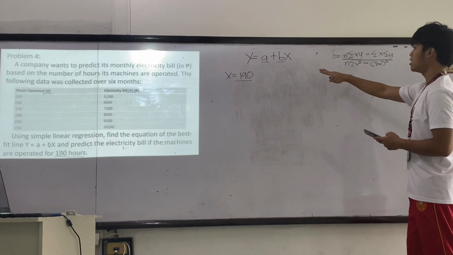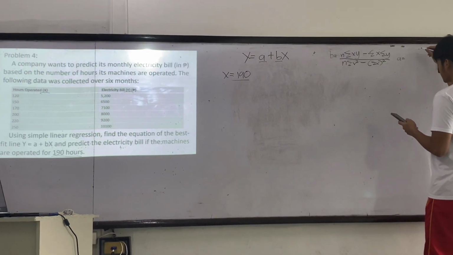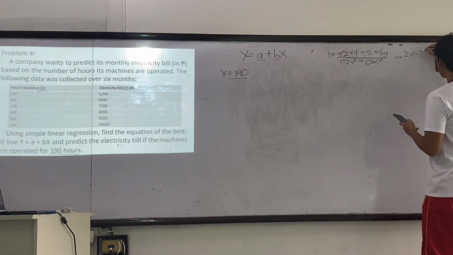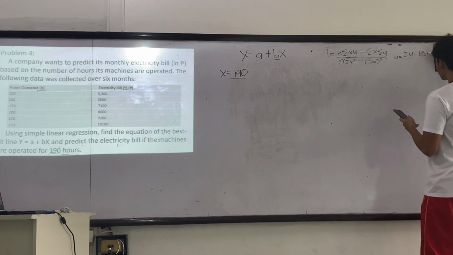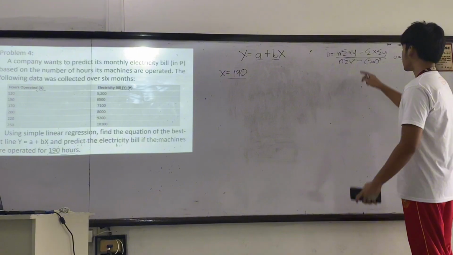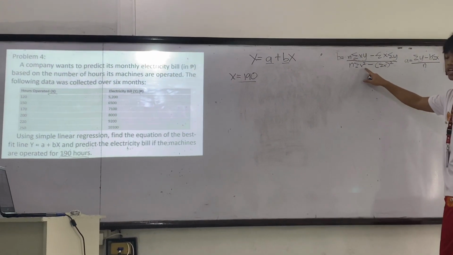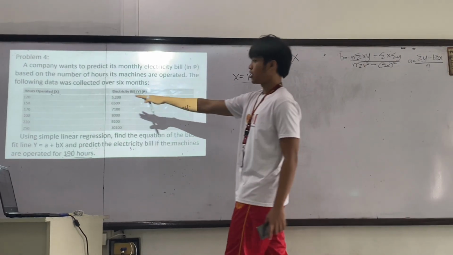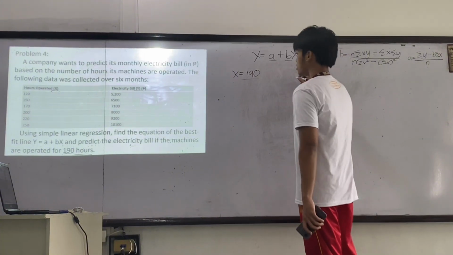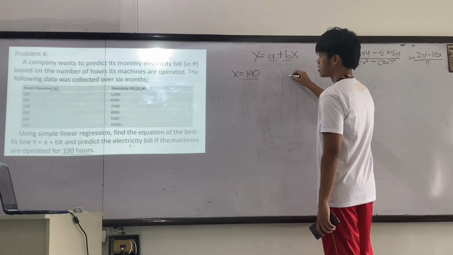formula of B, while the formula of A is summation of Y minus B summation of X over N. So in order to find these values of summation of Y and summation of X or summation of X squared, we will just square the values here and the values here also. So first, let's make it equal.